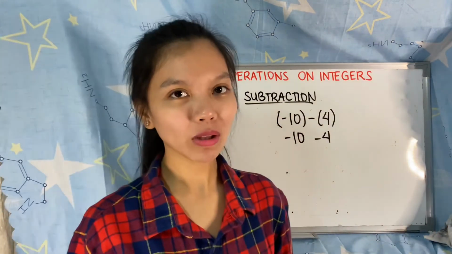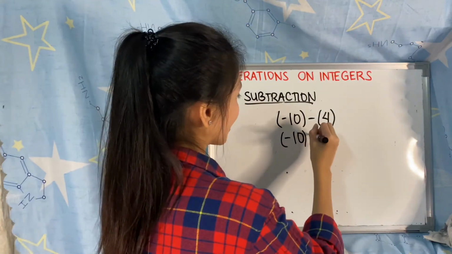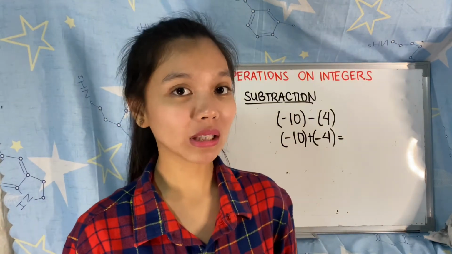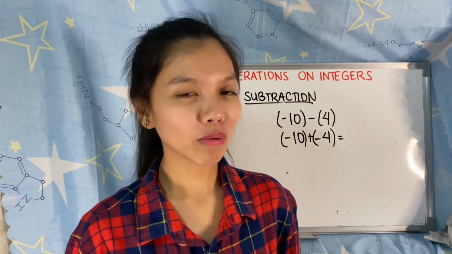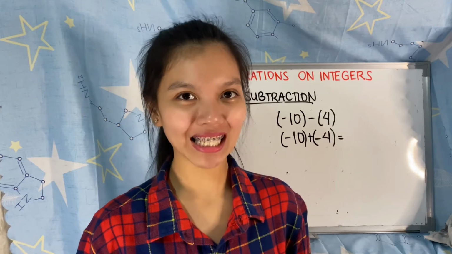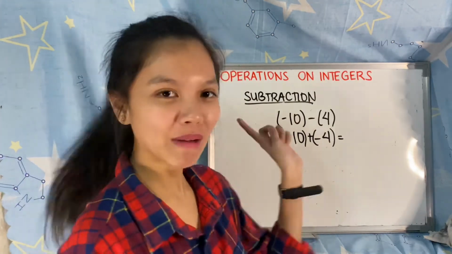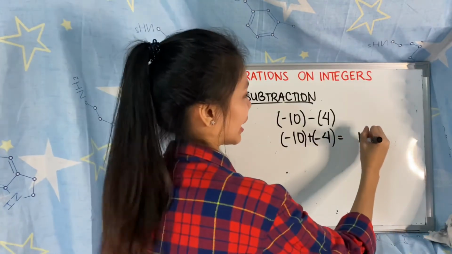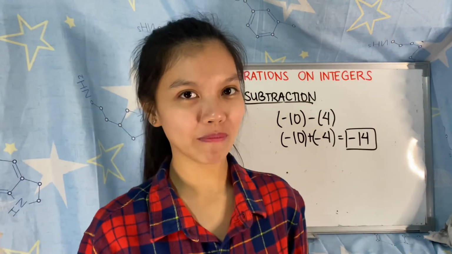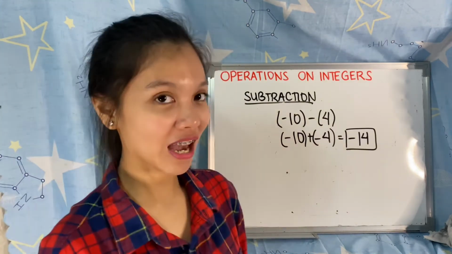So, you are going to apply the addition of integers. So, we have negative 10 plus negative 4. So, they have both the same sign. So, what are you going to do to the numbers? Yes, you are going to add the numbers and copy the sign negative. Very good. So, 10 plus 4, that is 14. Copy the sign negative. Therefore, your sum will be negative 14. Very good.